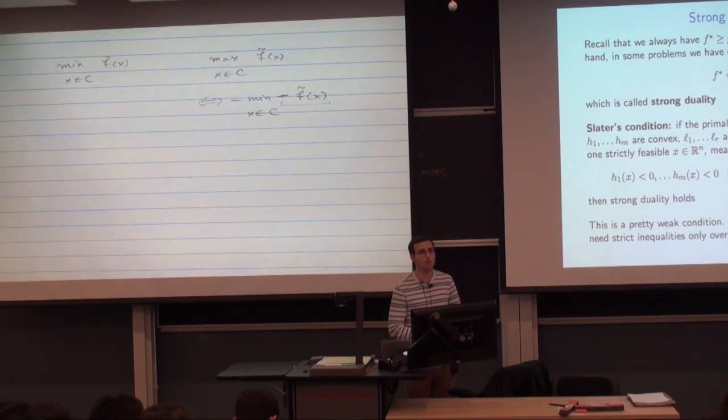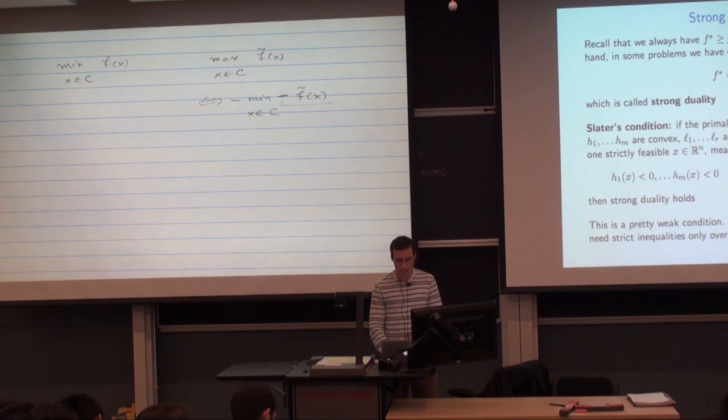So for a lot of the problems that we're looking at now, we're going to see that we get strong duality. This can actually be further refined. You can actually say that even if you have inequality constraints, but those inequality constraints are on affine functions, you actually only need strict inequalities for those non-affine inequality constraints. Okay, so that's an even weaker form of Slater's condition.